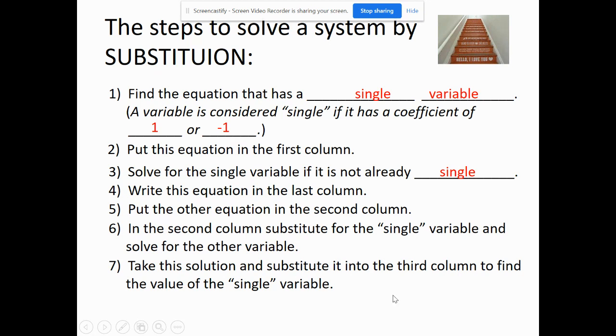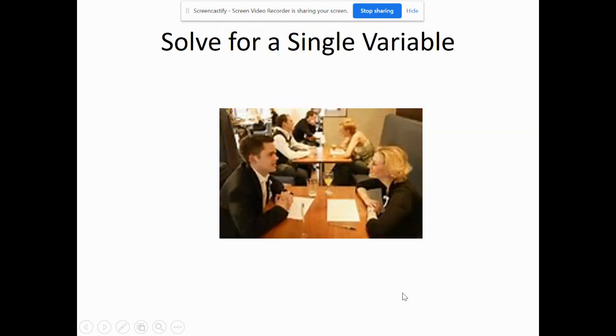Then we're going to take this solution, plug it into the third column, or substitute it in, to find that value, and then we're going to write it as an ordered pair. You're going like, well, what does all this mean? Well, I'll show you. So here's what we have.